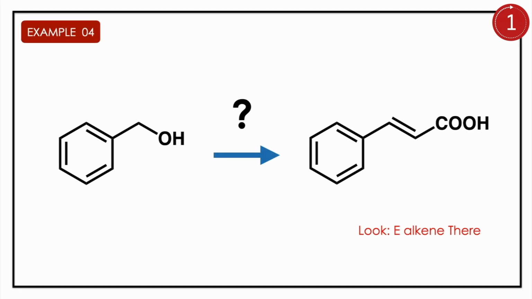Then the next reaction. Starting material is the benzyl alcohol. Product is styrene with acid. You should find how you can carry out the reaction with various reagents, various pathways. So you should do an organic conversion with one carbon more with alkene. Also OH to COOH.